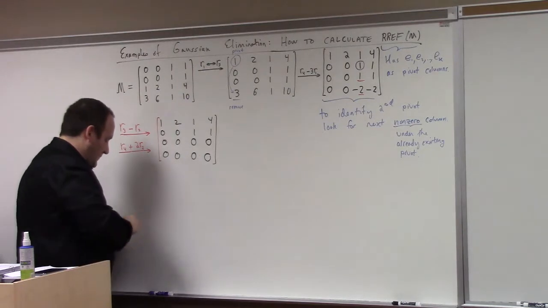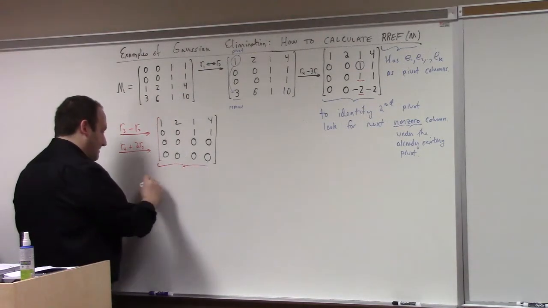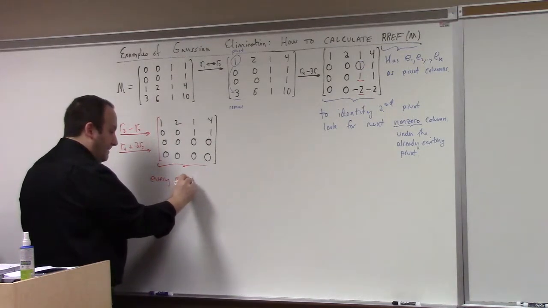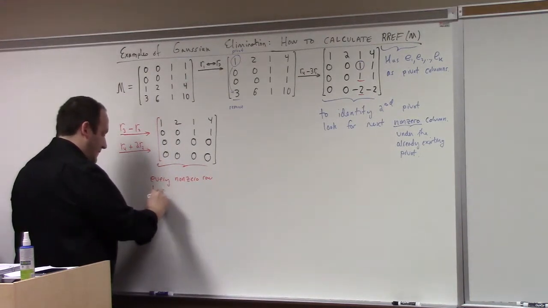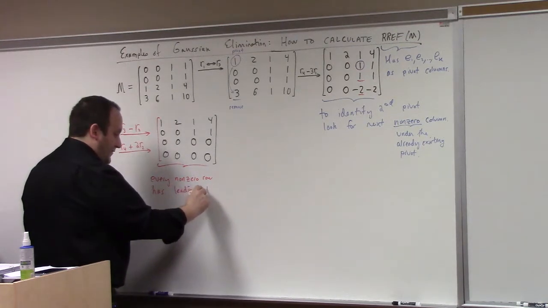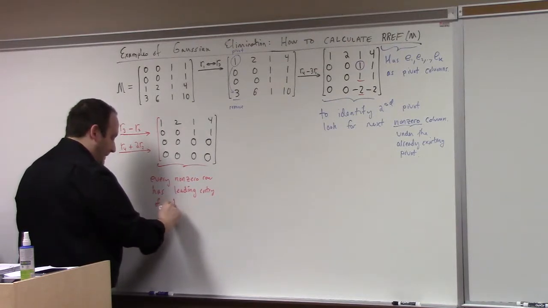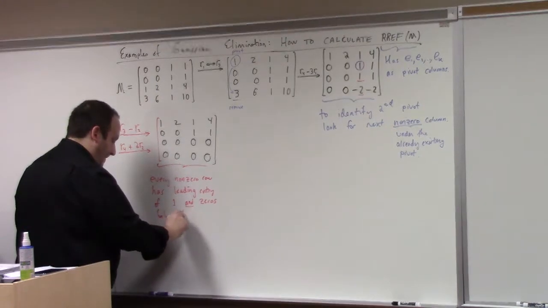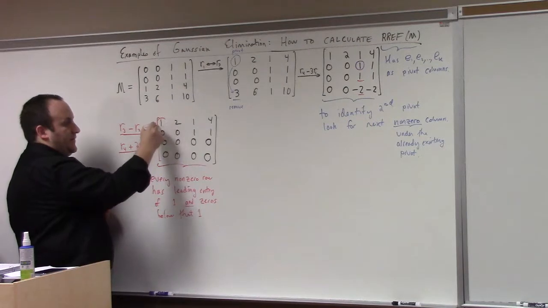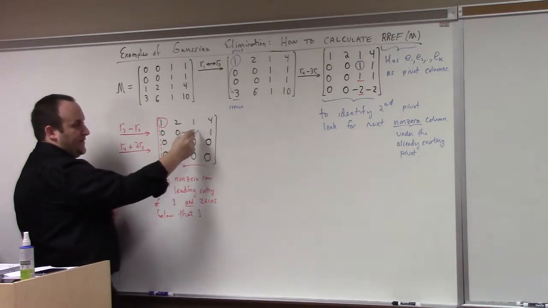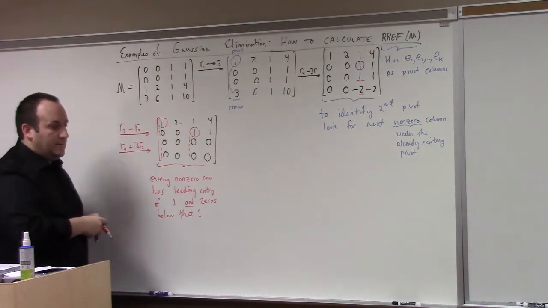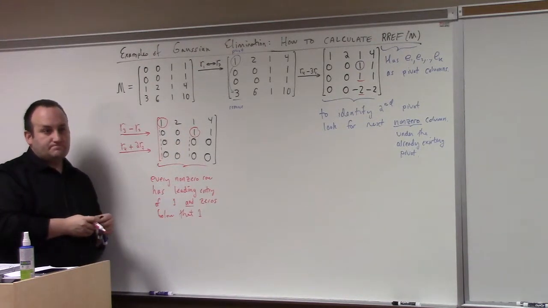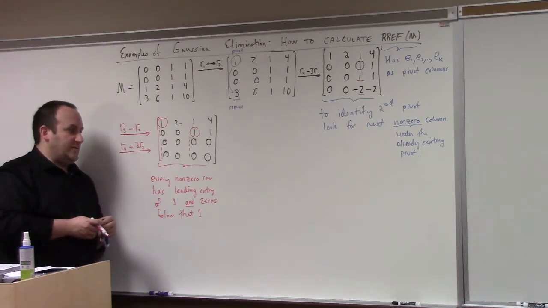Okay, so let me put this into words. Every non-zero row has a leading entry of 1 and zeros below that 1. See this? Here's my leading entry, zeros. Here's my other leading entry, zeros. This means the forward pass is done. Those are my pivots. This is what you might call the REF. This is not unique. If you did the operations a different way, you could get a different REF.